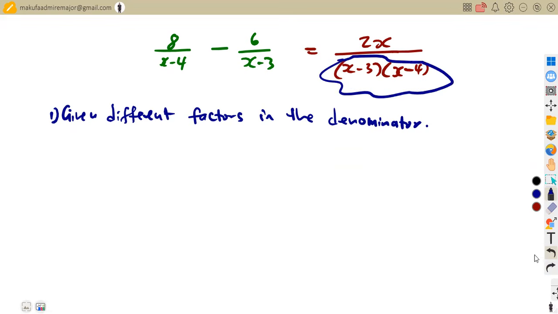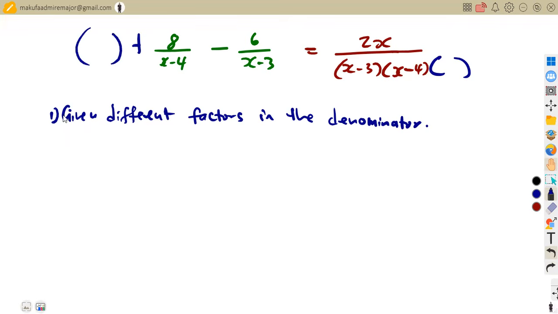Maybe we have got three expressions, meaning to say if we have got another bracket here, we're going to have another expression there. So the number of brackets that we have in the denominator is the one that is going to determine how many expressions we are going to have. That is where we are saying given different factors in the denominator. The denominator is supposed to factorize in this case.